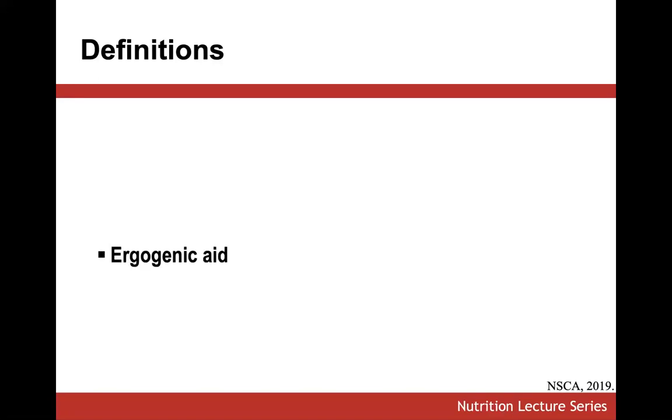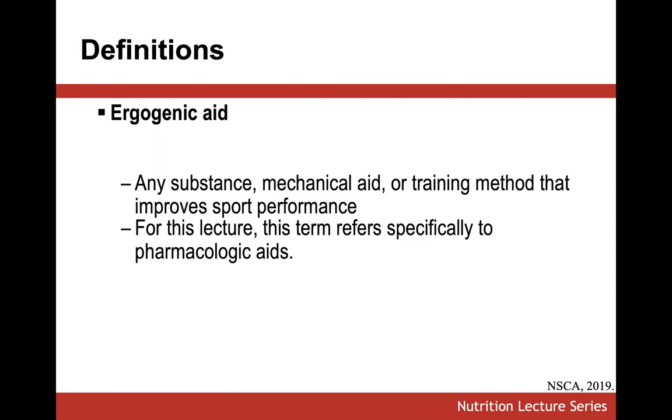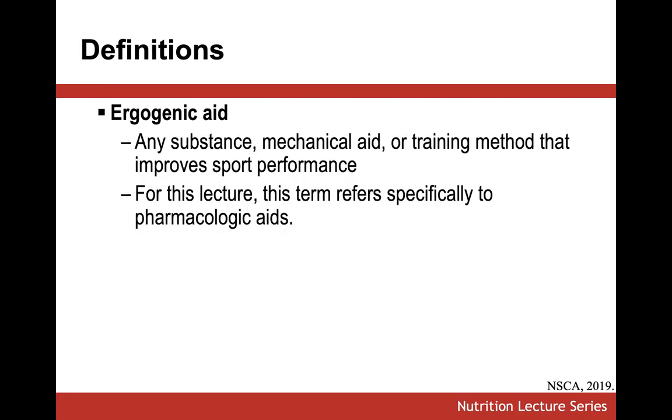Before we get into that, let's define two items. The first is, what is an ergogenic aid? An ergogenic aid is any substance, mechanical aid, or training method that improves sports performance. So, for example, running shoes. Having the right running shoes can improve run performance.